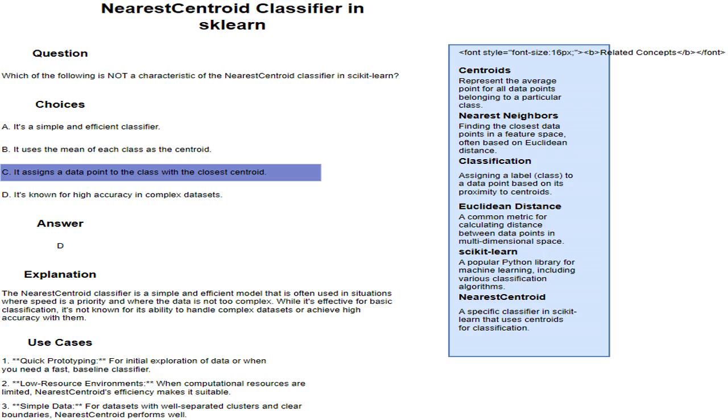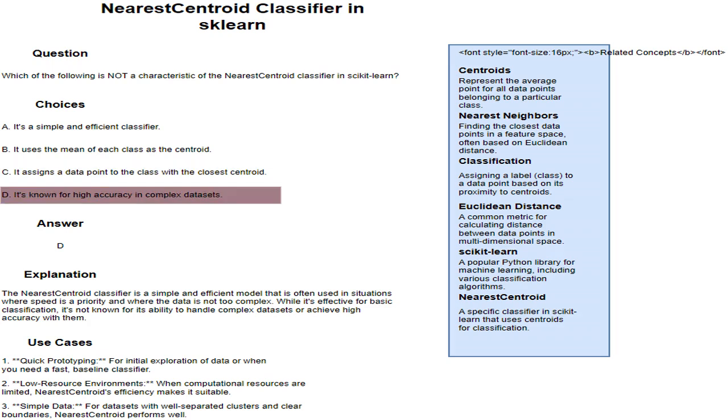D. Incorrect. Nearest centroid is generally not known for high accuracy in complex datasets with intricate decision boundaries. It's better suited for simpler data.